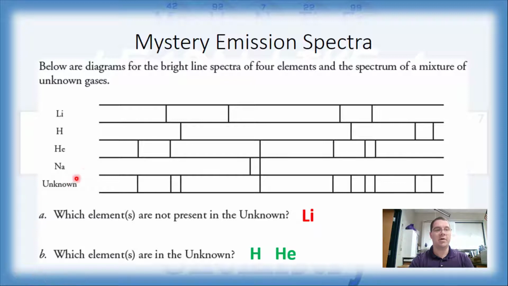Let's talk about sodium. Well, sodium's only got 2 spectral lines. That's kind of a unique spectrum in and of itself. And one of those definitely looks like a match. But again, this one is conspicuously missing from the unknown. So we could conclude that sodium is not present in the sample. Even though one of them matches, both of the characteristic spectral lines for sodium are not present, so therefore it is not present in the unknown.